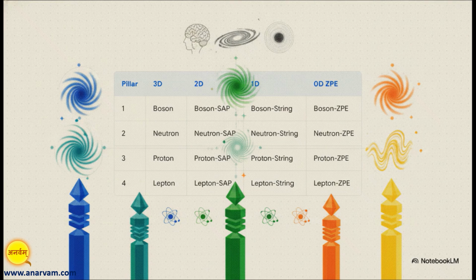Right now, scientists generally assume there's only one random type of zero-point energy at this absolute bottom layer. But we know atoms require 4 fundamental building blocks to function: bosons, neutrons, protons, and leptons. Because of that, there must actually be 4 distinct types of ZP. They form the precise foundational pillars for those exact particles: bosons, neutrons, protons, and leptons.